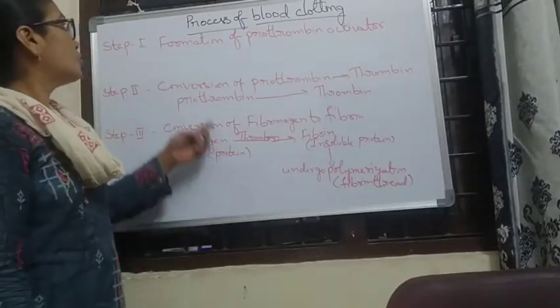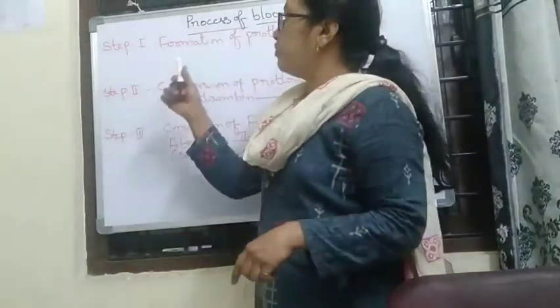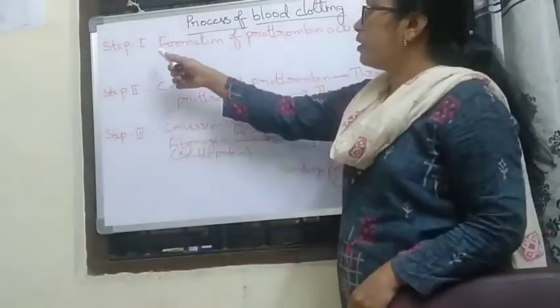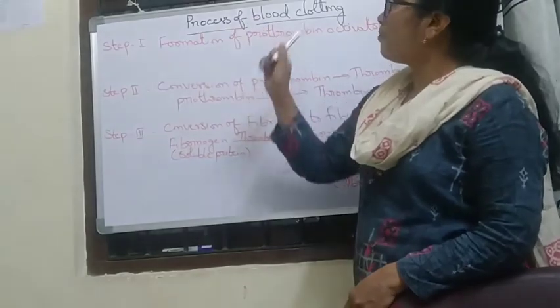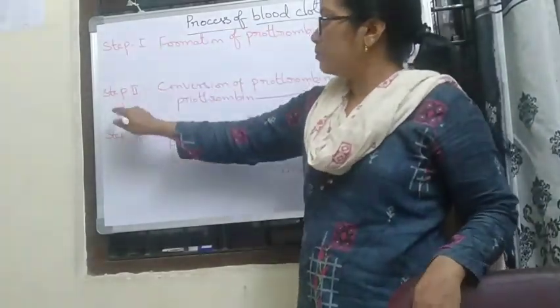Today we discuss the topic: the process of blood clotting. How the blood is clotted, we learn in this session. Here the process of blood clotting contains three main steps. What are they? Step 1, step 2, step 3.